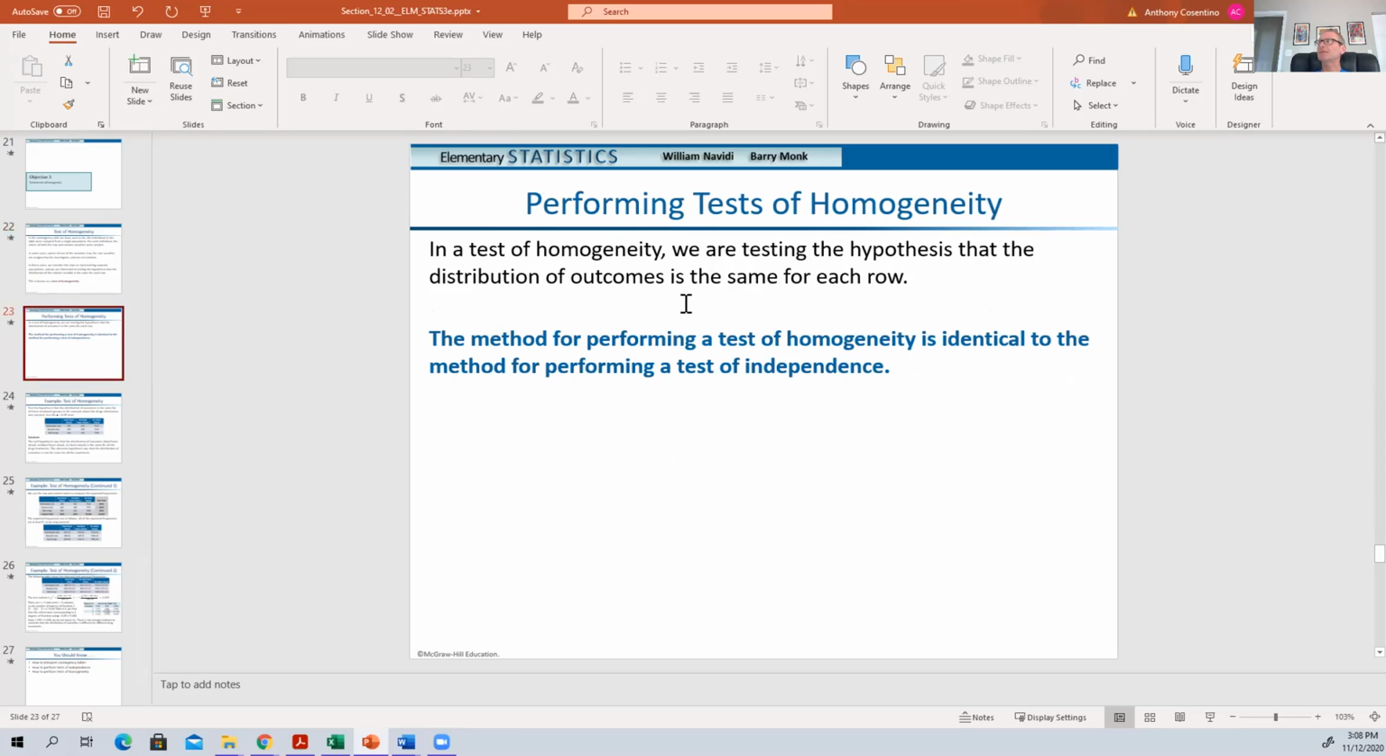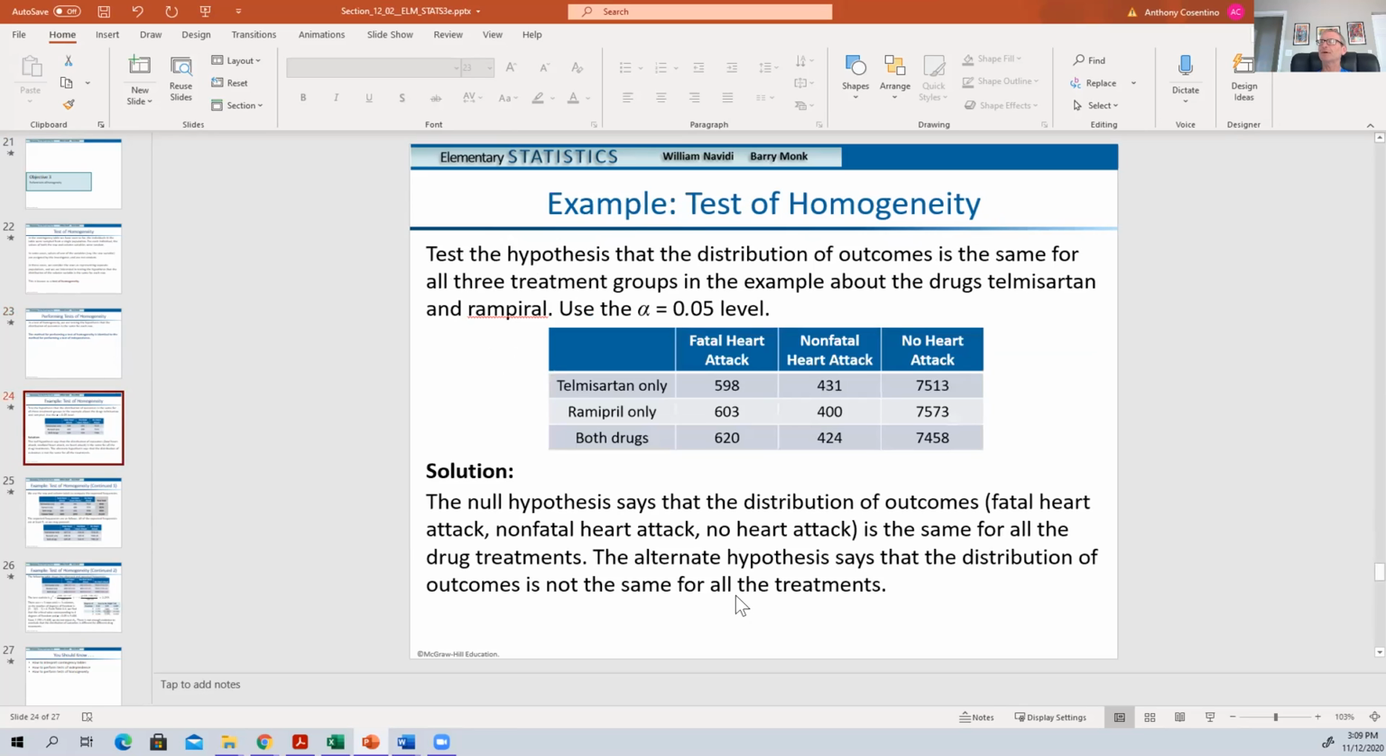So again, we need to set a null and alternative hypothesis. And then we're going to perform this homogeneity test, but the method itself is exactly the same as independence. So we have to calculate expected value. We have to calculate the test statistic. We compare it to the chi-squared value in the table, and then make a conclusion about the null hypothesis. So here's a good example.